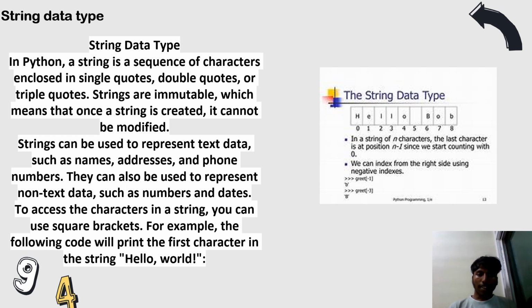They can also be used to represent non-text data, such as numbers and dates. To access the characters in a string, you can use square brackets. For example, the following code will print the first character in the string Hello World. This is the diagram of the string data type. Hello Bob, with indexes 0, 1, 2, 3, 4, 5, 6, 7. In a string of n characters, the last character is at position n minus 1, as we start counting with 0. We can index from the right side using negative indexes.